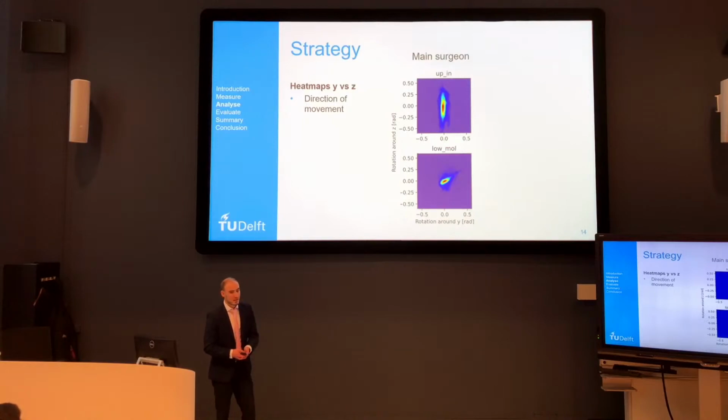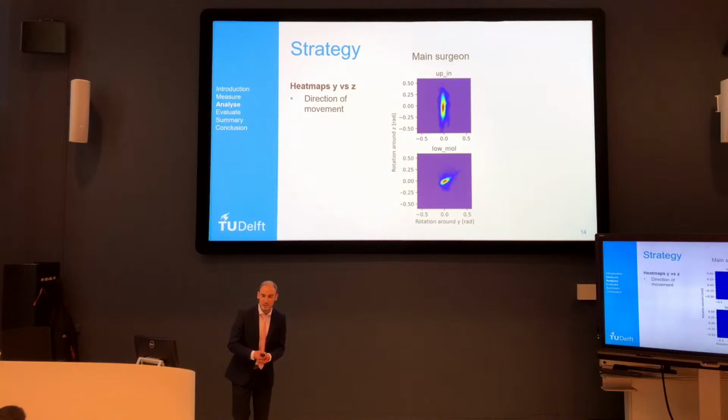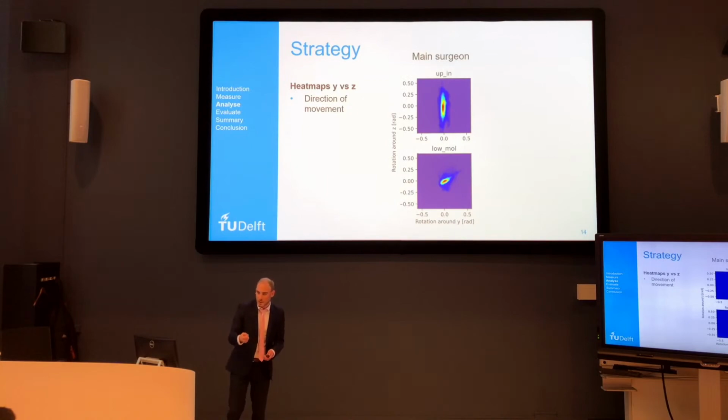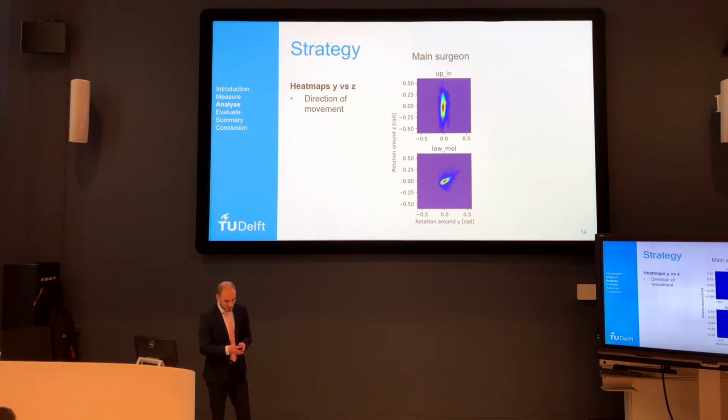We see for the main surgeon that all extractions for the upper incisors are plotted as a heat map in the upper figure. Most interesting is that the rotation around z is very high, and the rotation around y is very narrow. If we compare that with the rotations of all the extractions from the lower molar group, we can see that the heat map is oriented around a 45-degree angle, indicating that the rotation around y and the rotation around z are used simultaneously as a strategy. So no clear z rotation or y rotation is used, but some sort of a wiggle, which is a very different strategy from the upper incisors.